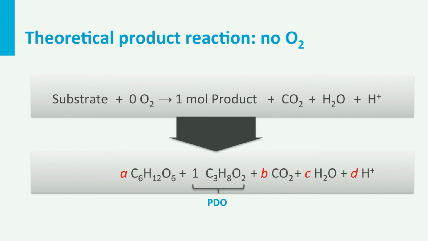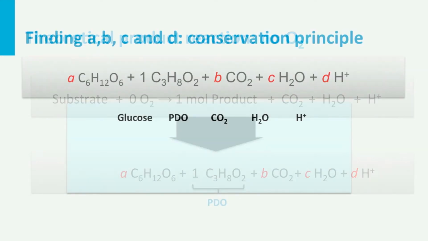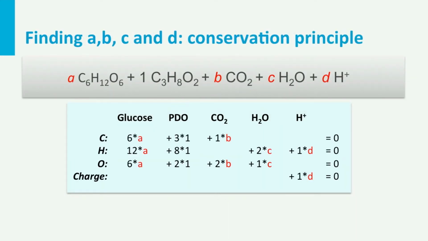Note that in this reaction, all the consumed compounds, such as glucose, have a negative sign, and in this case only glucose, and therefore A will be negative. And the produced compounds do have a positive sign, and therefore B, C, and D are positive. But we know that all the elements and charge going into the reaction need to come out. Therefore, finding A, B, C, and D requires us to write down the element and charge conservation relations.